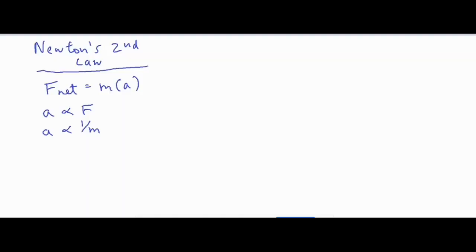So with Newton's second law, it is basically the formula and ideas within the F net equals ma formula. It's saying that the net force, the overall forces acting on the object, equals the mass times the acceleration, which shows you that the acceleration is proportional to the force and proportional to the inverse of the mass, which is basically saying that acceleration is inversely proportional to the mass.